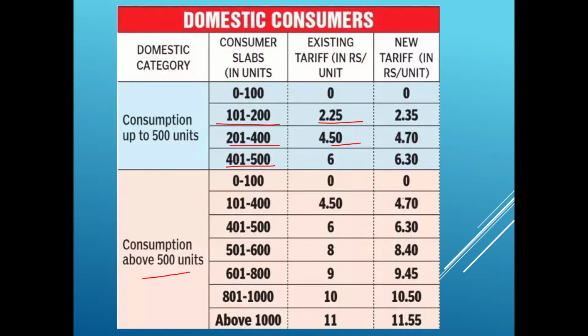This is the cost of usage. Above 500 units means, see, for 100 to 400 it is 4.5. So depending on the number of units that you consume per month, the cost of usage will vary. This is some data I collected from the internet, so I'm just showing you that.